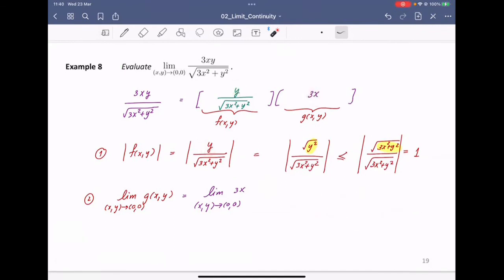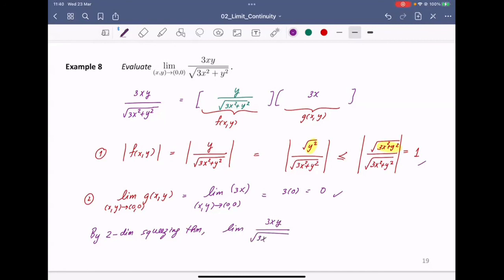Well, different f and g also works. And then here it's gonna be 3x. You plug in 3 and 0, you get 0. Good. Okay, now I'm done. By the two-dimensional squeezing theorem, the limit is actually 0. The limit of the given term here is indeed 0.